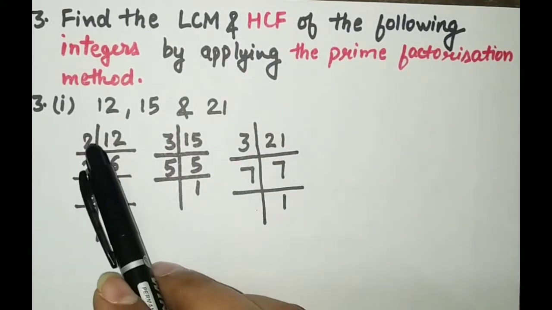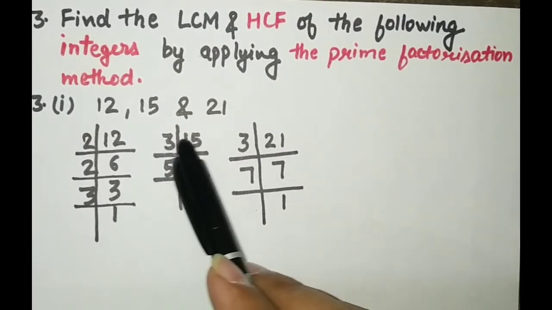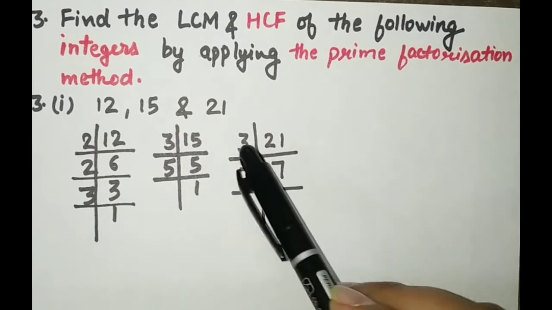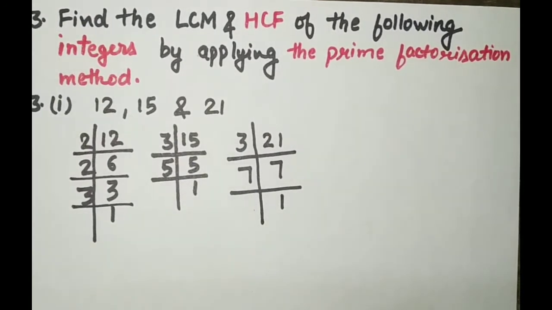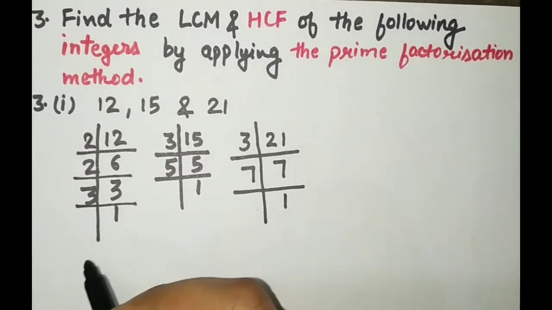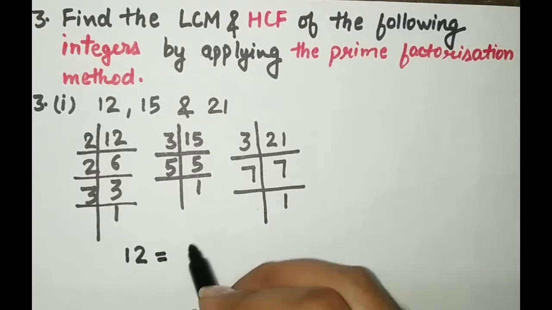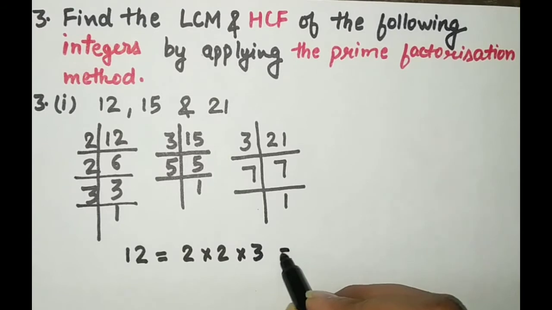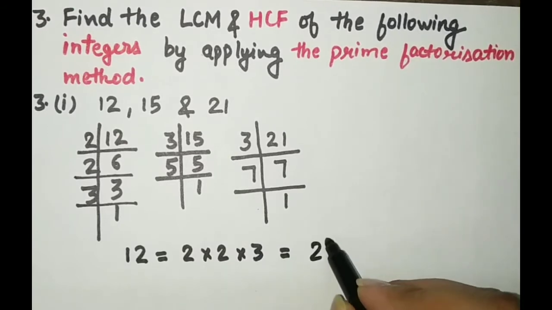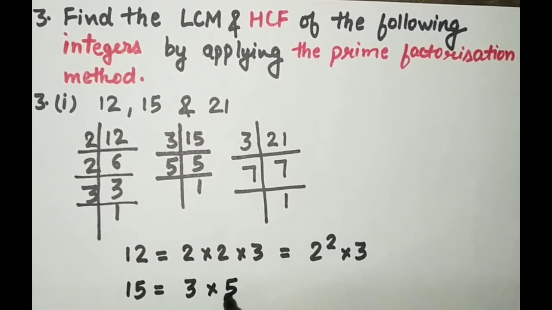2 6s are 12, 2 3s are 6, 3 1s are 3, 3 5s are 15, 5 1s are 5, 3 7s are 21, 7 1s are 7. We will write down prime factors of each number. 12 prime factors are 2 into 2 into 3. We can write this as 2 square multiply by 3. Prime factors of 15 are 3 multiply by 5.